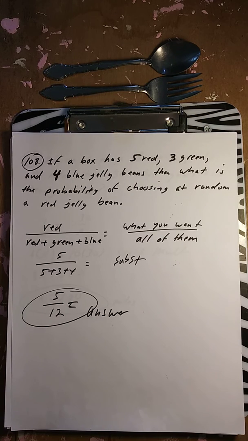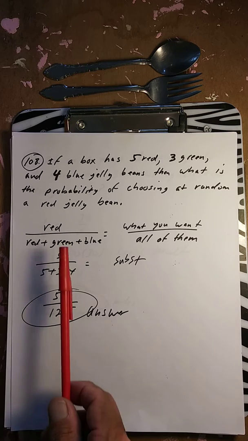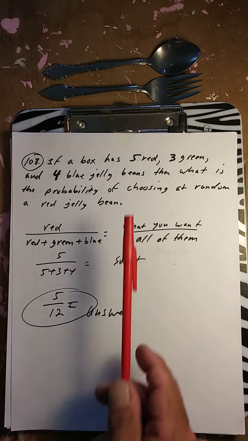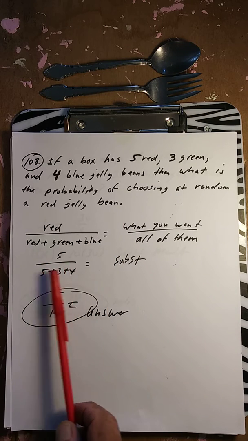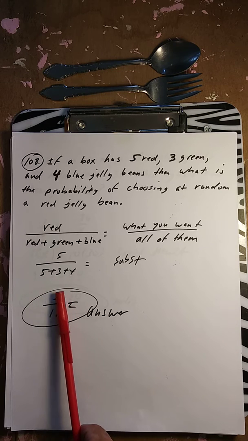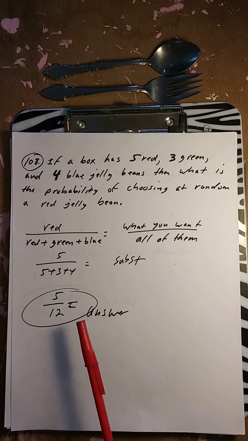If a box has 5 red, 3 green, and 4 blue jelly beans, then what is the probability of choosing at random a red jelly bean? Okay, red over all of them. How many are there red? There's 5. Over 5 plus 3 plus 4, meaning all of them. So that's going to be 5 over, add these numbers, it's going to be 5 over 12. The probability is 5 out of 12 that you're going to get the red.